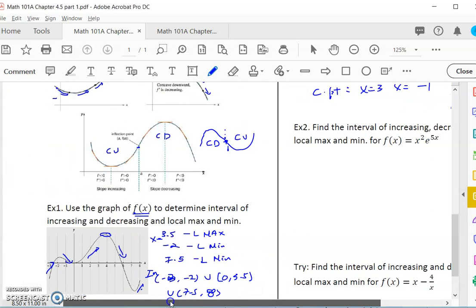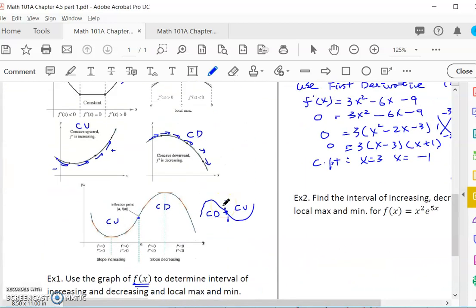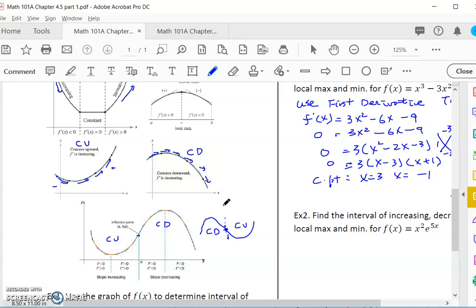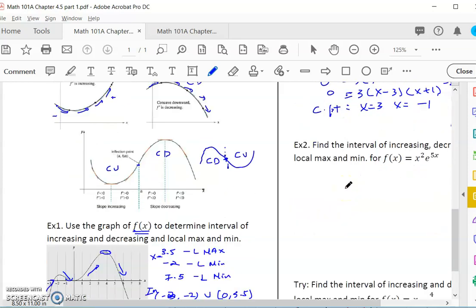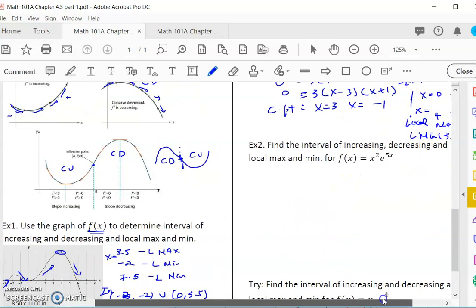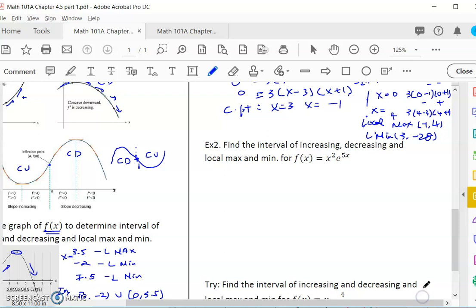We will continue using derivatives to look at how we can determine whether a graph is increasing or decreasing on an interval, concave up or concave down, and also discover the local maximum, local minimum, and inflection point. So last time we talked about how we can use the first derivative to find the intervals of increasing, decreasing, and local max and min.